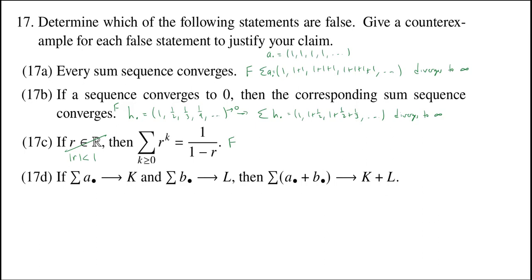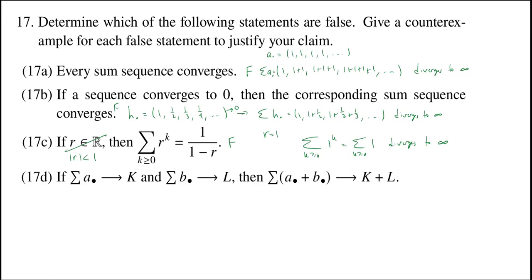If we make r not between -1 and 1, we have a problem. So we, for example, could consider r equals 1. Then we would have this sum of 1 to the k, which is the sum just of 1, and this diverges, right? Just add up an infinite number of 1, and again, it diverges to infinity. All right, so the first 3 of them are false.